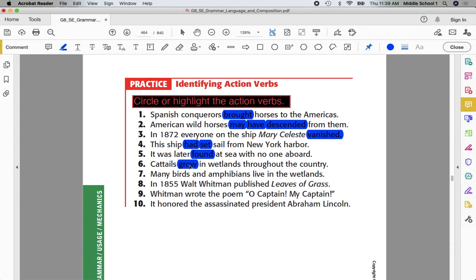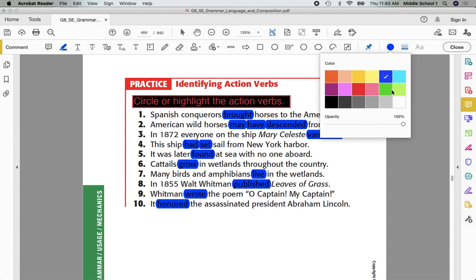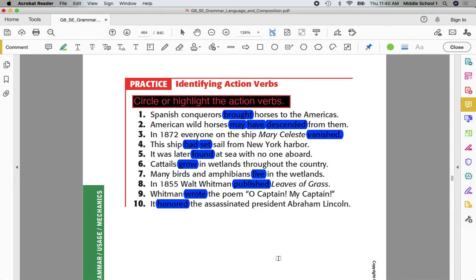Cattails grow in wetlands throughout the country. Many birds and amphibians live in the wetlands. In 1855, Walt Whitman published Leaves of Grass. Whitman wrote the poem, "O Captain, My Captain." It honored the assassinated President Abraham Lincoln. So all of those are examples of action verbs, which we also call the simple predicate.